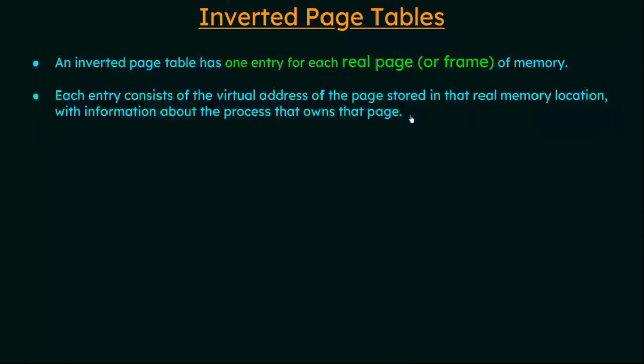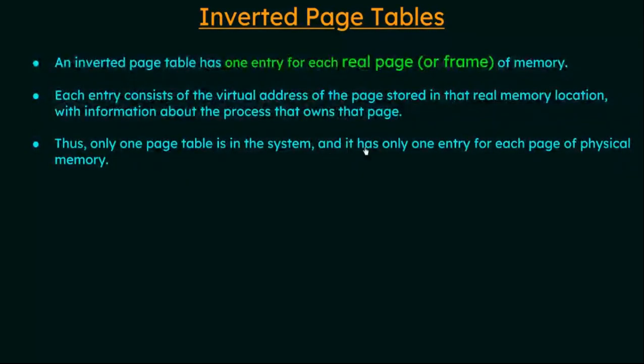Since our page table is going to be indexed with reference to the frame numbers, there is one more piece of data that we need to maintain in that page table. That is the information about the process that owns that page. So definitely the page number will be there, and along with the page number, we are also going to have the information about which process owns that particular page. These are the two pieces of information that need to be in the page table. Remember, the page table will be indexed on the basis of frame numbers, and inside it we have the process that owns the page and the page number itself. Thus, only one page table is in the system, and it has only one entry for each page of physical memory. So if we follow this, we need to maintain only one page table instead of having a page table for each of the processes.